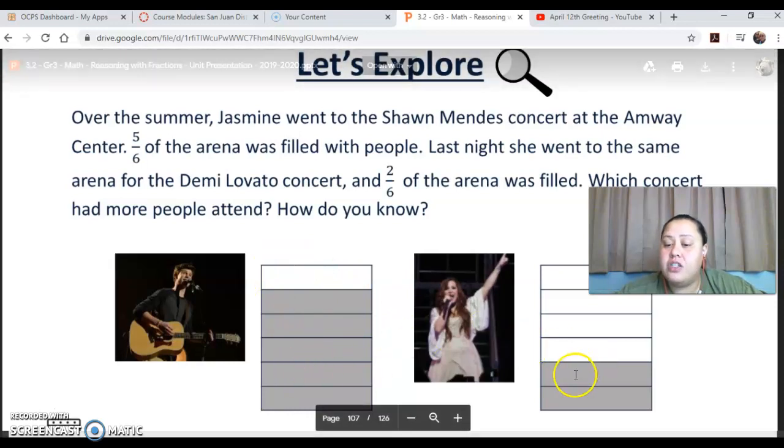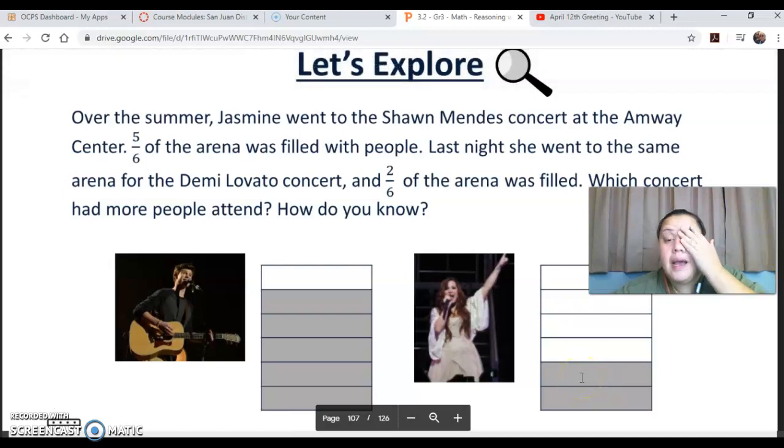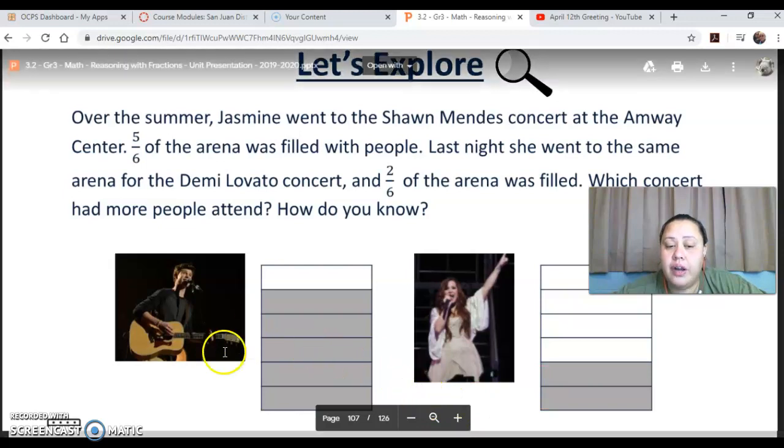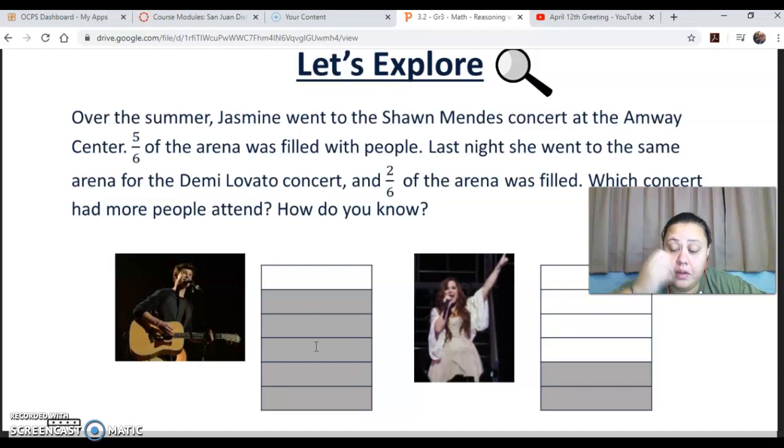Demi Lovato had 2/6, and you can see the visuals right next to their pictures. Just looking at that, you can ask, who had the bigger concert? Who had more attendance? If you're looking at the visuals, then your answer should be Shawn Mendes, because he's almost sold out. He almost shaded the entire arena, or the shape. Okay?